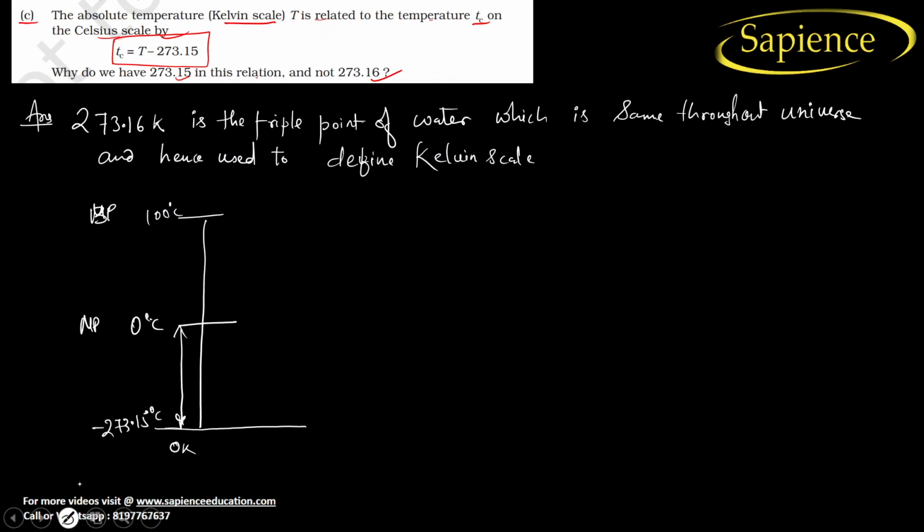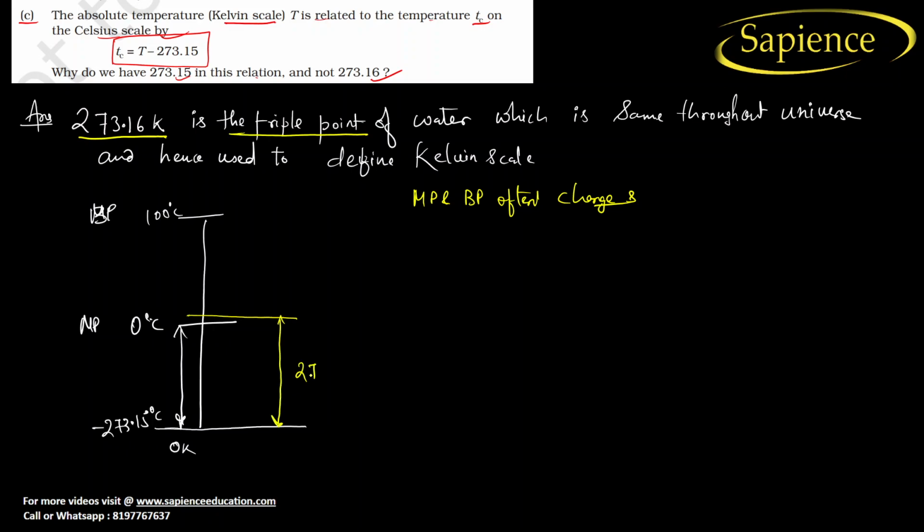But now the thing is that melting point and boiling point often change. So there are lots of problems, and there is a need for some fixed point. So that fixed point is defined as the triple point. Luckily it is nearby 0 degree Celsius only. So this is the top one. So this length is 273.16 Kelvin.